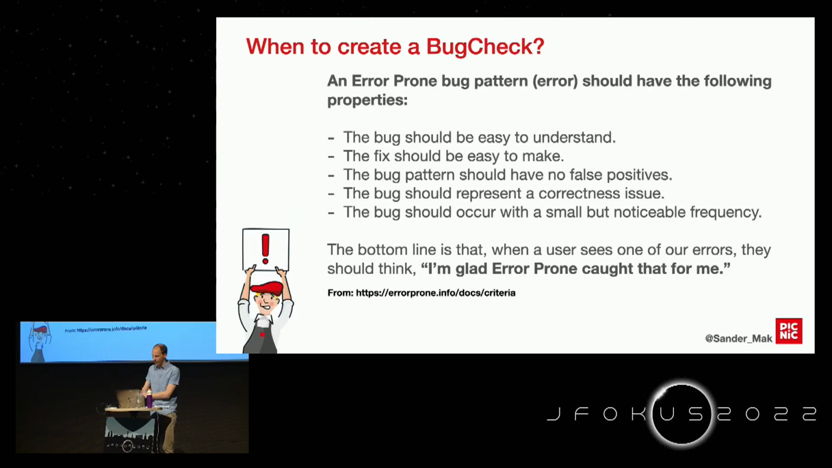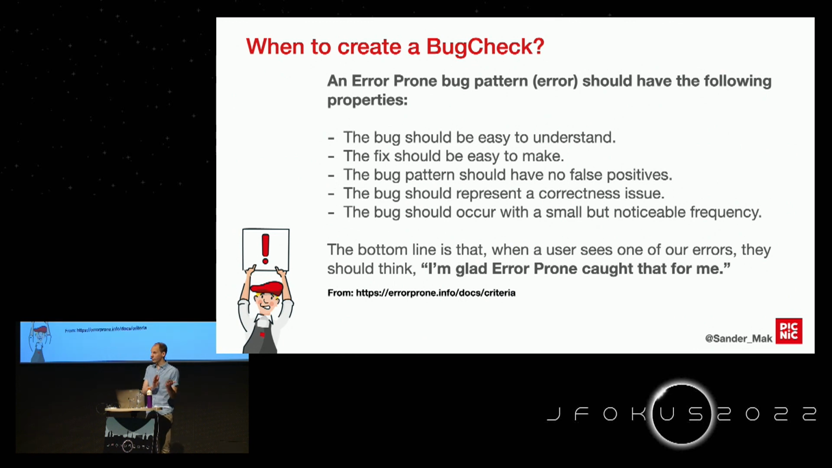If you go to the site of error-prone, they actually have some guidance as well on when to create a BugCheck. And if you want to create a BugCheck that's actually capable of being accepted into error-prone itself, then it should comply with all these criteria. It should be easy to understand. The fix should not be a full page of code, but just a small transformation. It should have no false positives, and it should represent a correctness issue.